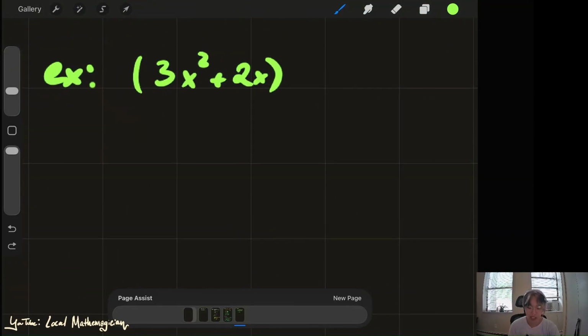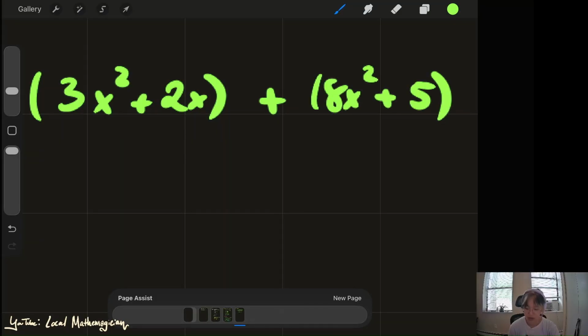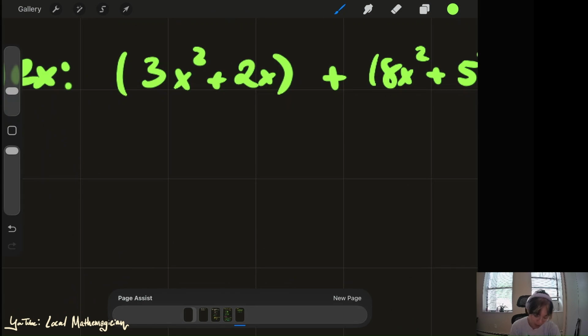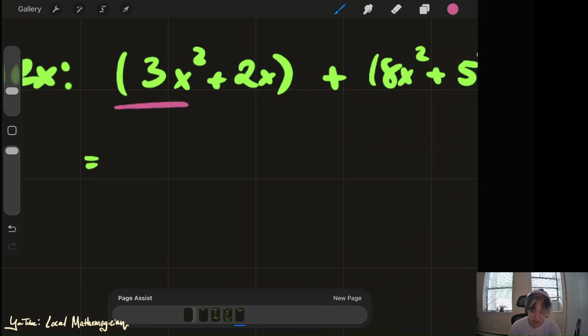Now, what if I said 3x squared plus 2x plus 8x squared plus 5, right? Okay, let's look at the two binomials and see what we can do, all right? Can we combine any more like terms? Well, if we look at it, we see there's a 3x squared here and an 8x squared here, okay? If I have 3 apples and 8 apples, we can add them. We cannot add apples and oranges. Fair enough? So if we add these two together, you should get 11x squared, okay?